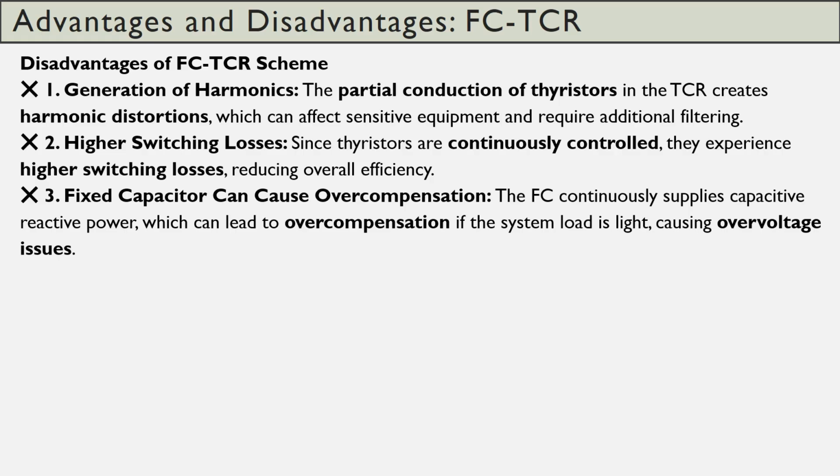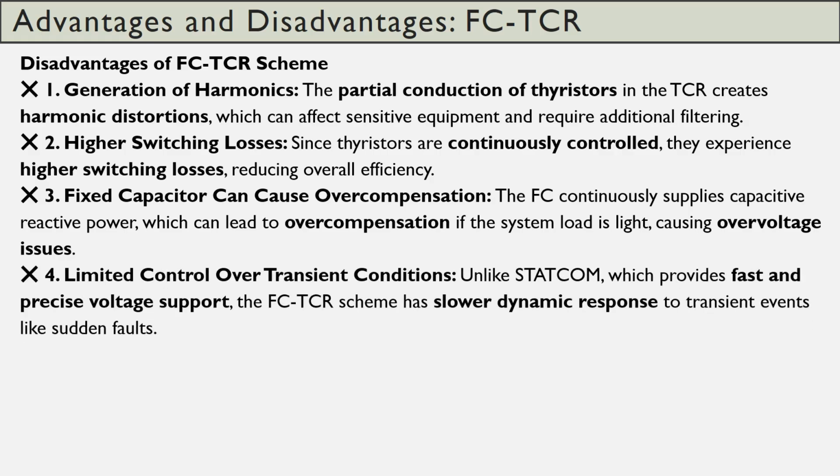Fixed capacitor can cause overcompensation. Sometimes the fixed capacitor can cause overcompensation and cause over voltage issues if the firing angles are not properly generated. Limited control over the transient condition: StatCom can handle the transient condition in a better way as compared to the FCTCR scheme.